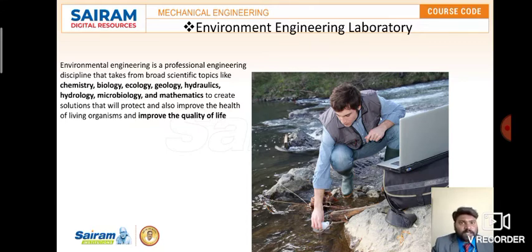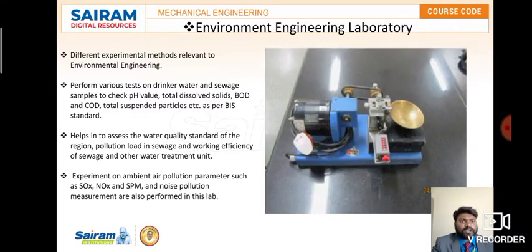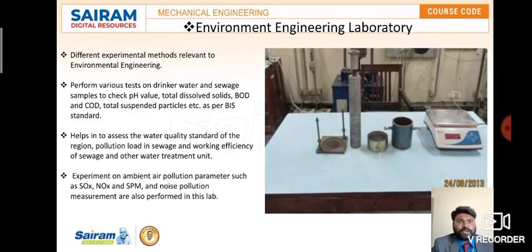So what are the topics they cover? All these things that I have spoken about, the different fields. They take the help from them to improve the health of living organisms, to improve the quality of life in the environmental engineering laboratories. And the next thing is the environmental engineering laboratory.